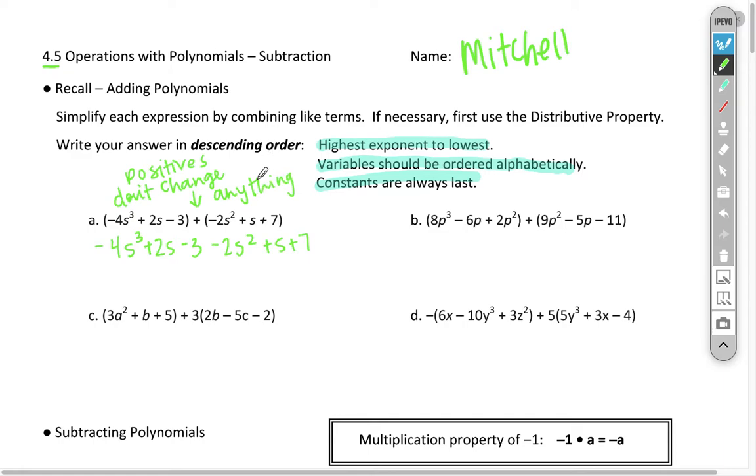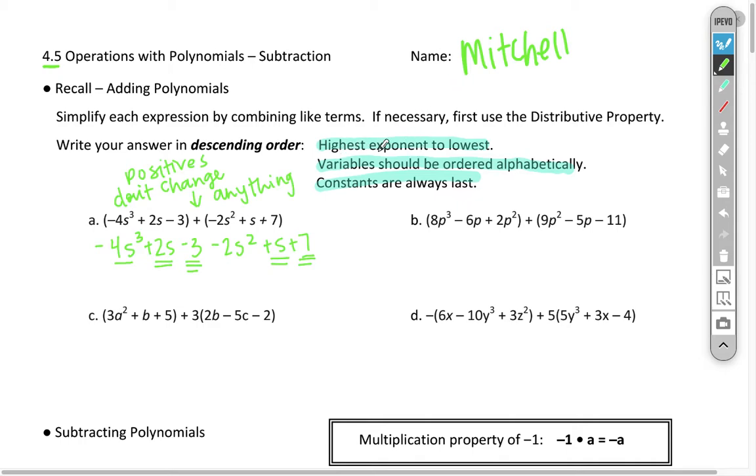Now we need to combine our like terms. So we have 4s cubed. Do we have any other cubes? No. Then we have 2s. Well, do we have any other plain s's? Well, we have one over here, so we can underline this twice. And then we have negative 3, and that can be combined with 7. And then we're left with negative 2s squared.